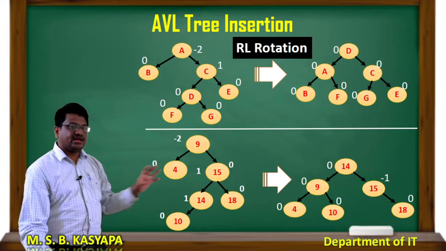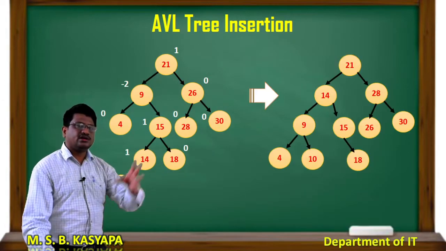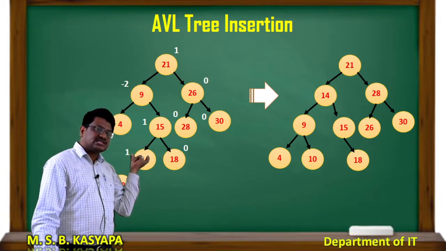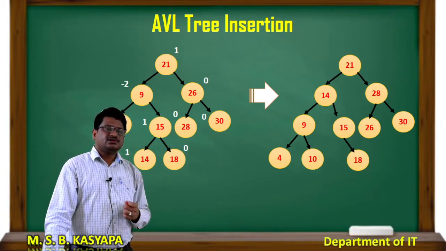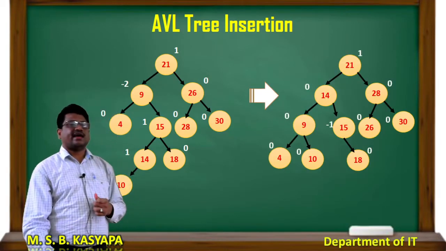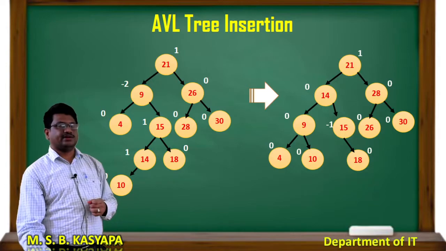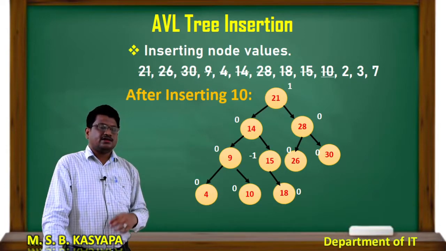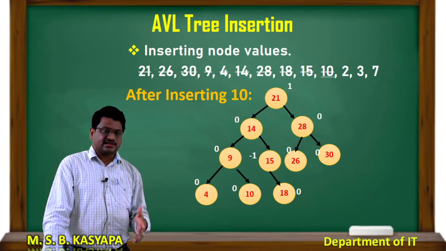Okay. If I substitute this part into the actual tree, this complete tree is converted like this. So if I calculate the values here, everything is 0, minus 1 and 1. It is available. Fine, very good. Okay. Now after inserting 10, the tree looks like this.